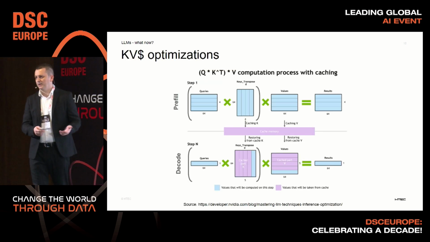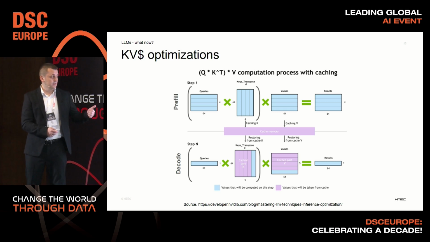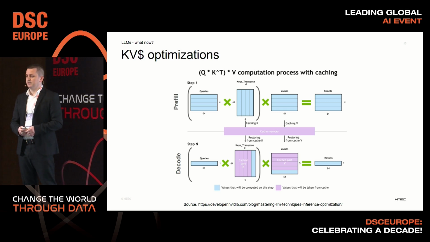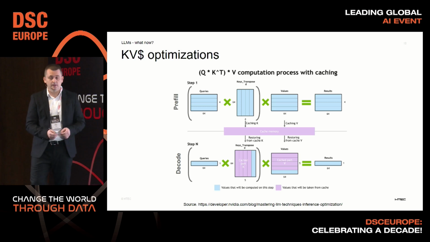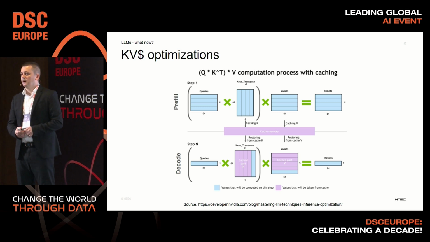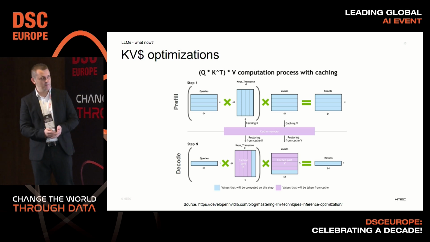And how we can improve that. So KV cache optimizations is one thing that can help. In attention, you will have query, key, and value matrices. So that is something that is written in this paper.